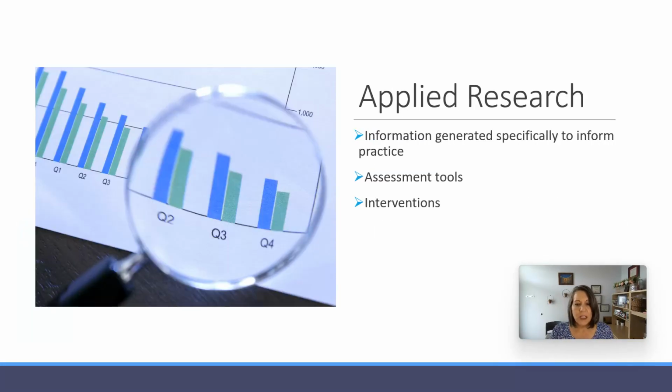Applied research is information generated specifically to inform practice. Usually intervention studies go here, all right? We're trying to apply this in a more realistic setting for people, all right? Not in a lab, not in a situation that is very well controlled. It's more, are we seeing in a natural setting if people are getting better with the interventions that we're providing. This can also be creation and testing of assessment tools. So are they working in real life for us?